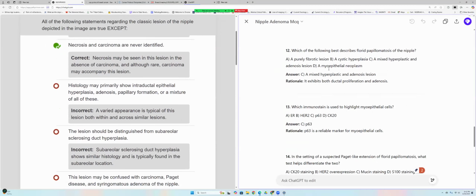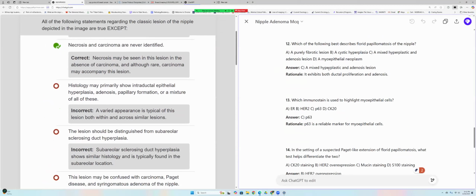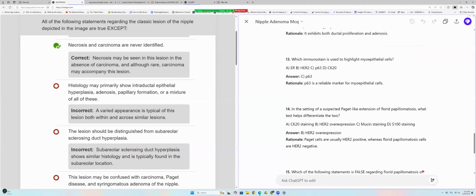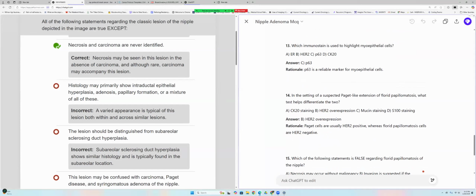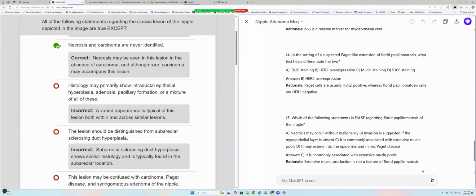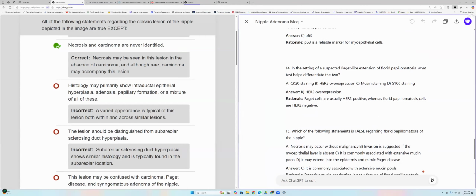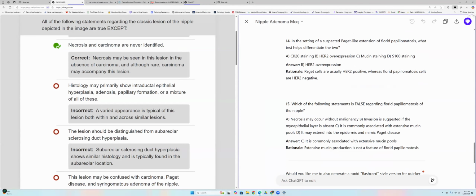nipple adenoma. Which of the following best describes florid papillomatosis of the nipple? There's both hyperplasia and adenosis. Okay. Which immunostain is used to highlight myoepithelial cells? This is P63. What kind of marker is P63? Nuclear marker. Very good. In the setting of a suspected Paget-like extension of florid papillomatosis, what test can help to differentiate the two?